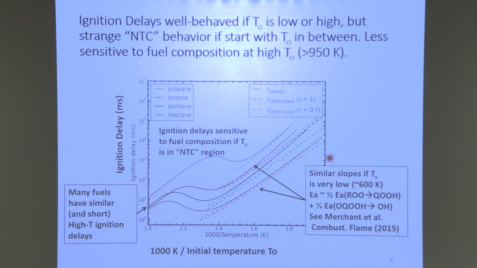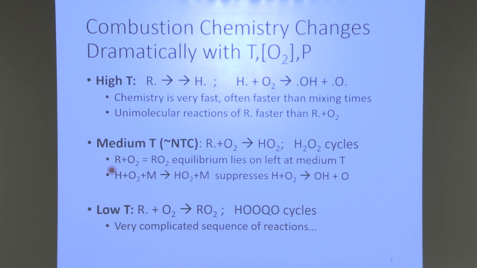And the slopes of these lines over here in the very low temperature region, they're all similar. And in fact, there's a simple rule of thumb about how to estimate the effective EA of the ignition delay related to the EAs of some specific reactions. I'll talk a little bit more about that. And then over on this side, it's just a couple of reactions that are controlling, and we sort of understand it pretty well. But what's happening in here is kind of a mess. So let's explain.